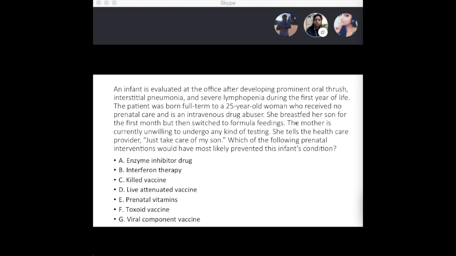I'm guessing since we're talking about HIV, A. Yeah, exactly. There's no vaccines, so any of the vaccines wouldn't be a choice, so that cuts C, D, F, and G. Prenatal vitamins aren't going to prevent HIV infection, and that's what the child is presenting with. Interferon therapy is not therapeutic for HIV, so enzyme inhibitor drug. Specifically, we're thinking zidovudine, so that would be an enzyme inhibiting NNRTI.